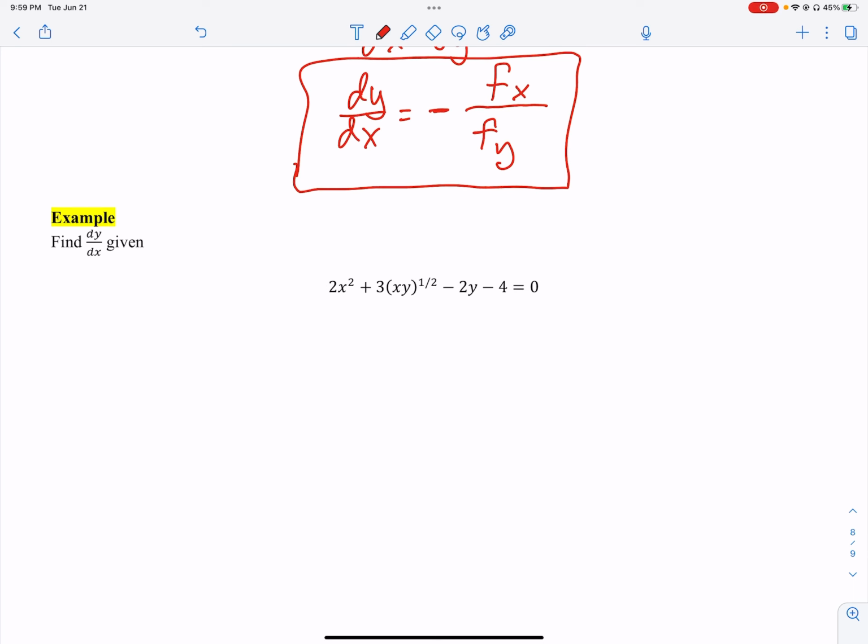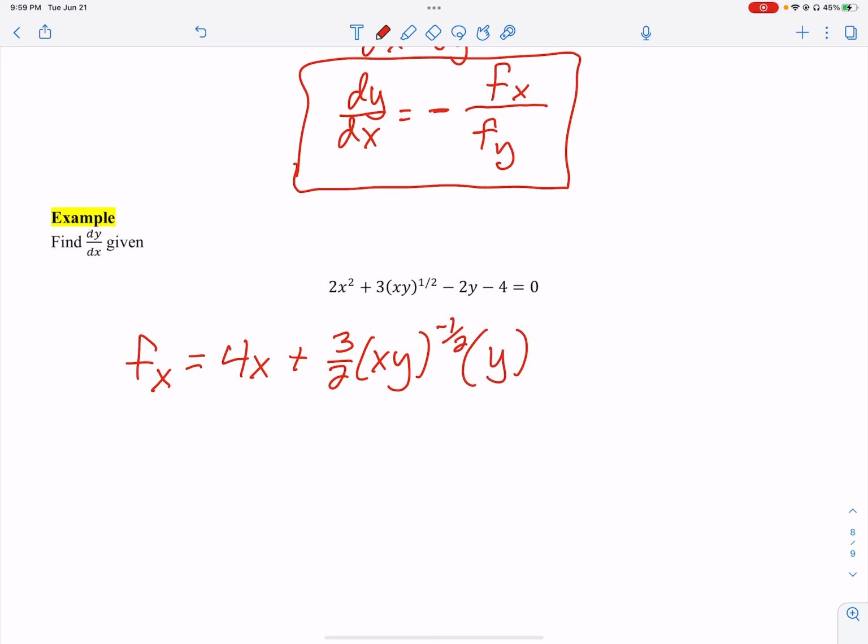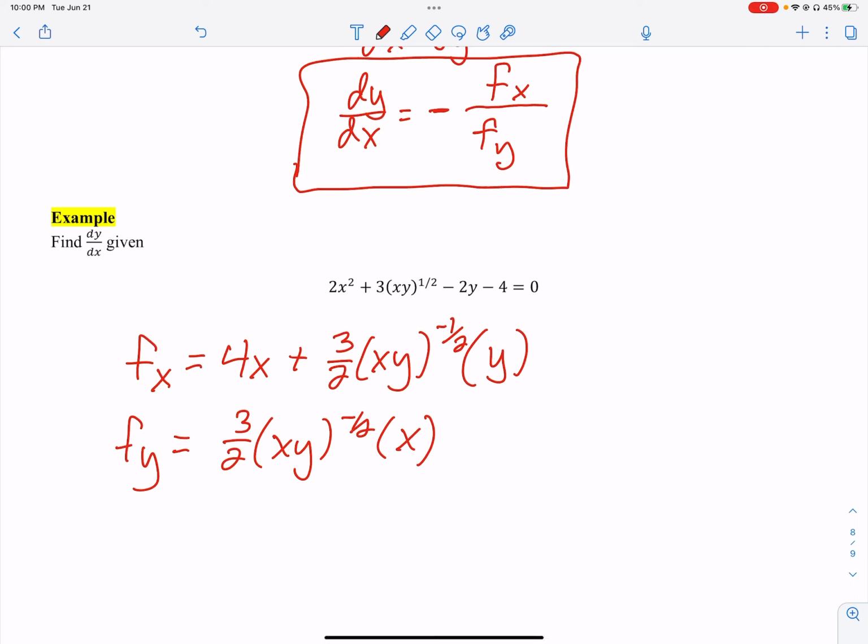To find that, I'm going to find the left side. I have to have it equal to 0 like it is. I take the partial of that with respect to x. I get 4x plus, the 1/2 comes down, 3/2 xy to the negative 1/2 times the partial derivative of xy with respect to x, which is y. Minus 2y is gone, minus 4 is gone. The same with respect to y: I get 3/2 xy to the negative 1/2. This term was gone, no y. Times the derivative of xy with respect to y, which is x. Let me fix this 1/2 here.